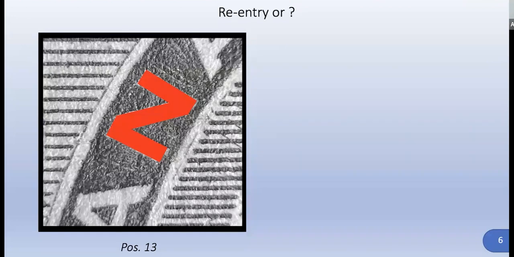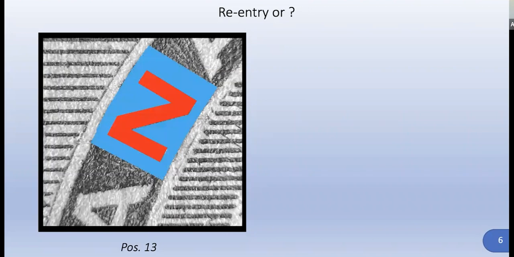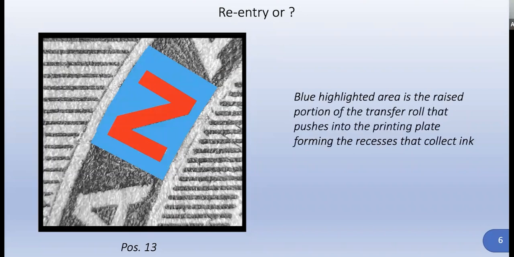And then I created what the transfer roll would have looked like in order to push in on the plate. The blue is the raised portion of the transfer roll that pushes into the printing plate, forming and producing the recesses that collect the ink. Before I go any further, are there any questions so far about this? Because you have to understand that the blue is part of the transfer roll. It's an inverse image. It's actually raised and pushes into the printing plate.